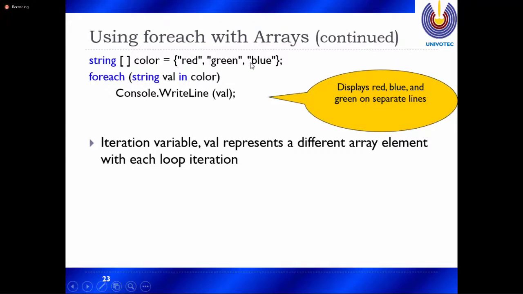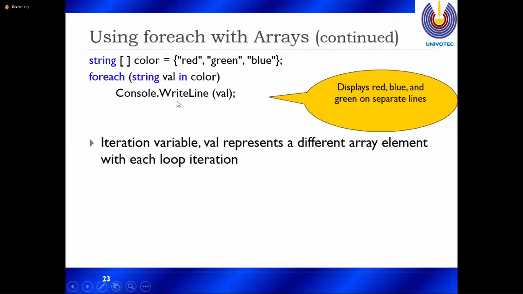In the repetition chapter, the last chapter, chapter 6, sorry: string color is the array type, red, green, blue. Then foreach string type, the same as the array's data type, there is a val in color. That value takes each element, so we get each element here. Then Console.WriteLine(val), and you get the output red, green, blue.